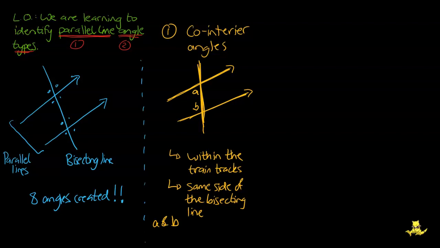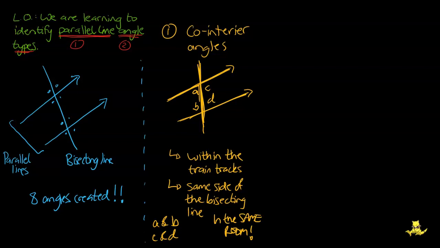And you also could have C and D. So let's say C and D here. So they're both on the same side of the bisecting line. They're on the right this time. And they're still both within the train track. So C and D. And the way I like to remember this one is they're in the same room. So co-interior, if you think of this part as a room, they're in there, and this part, they're in that room as well.